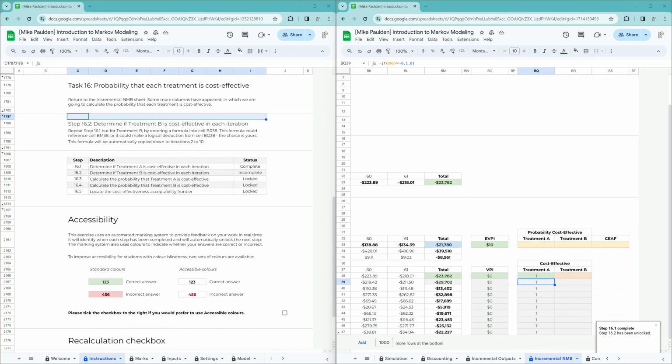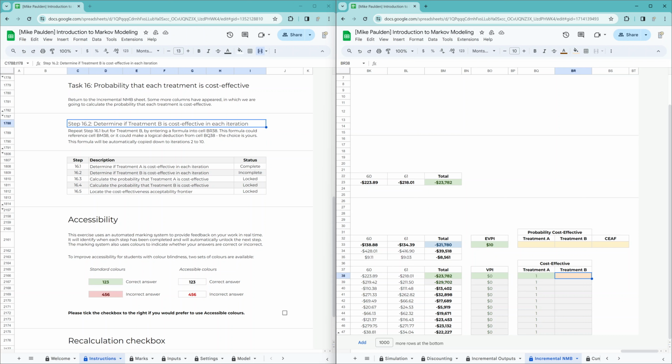Okay, and then in step 16.2, we need to do the same thing for treatment B. And there's a couple of ways we could do this. We could have a very similar formula where we would just flip the direction of the inequality and put that formula in for treatment B. Or we could just recognize that if this is a 1, if treatment A is cost effective, well then by definition treatment B is not, and so that's 0. And if this is a 0, well then this needs to be a 1. So a couple of different ways which are both logical, they'll both work.